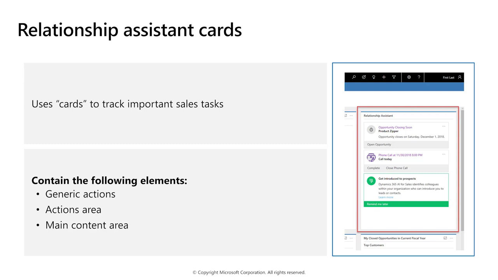Now, when I'm looking at this image, as you can see here on the screen, there is an opportunity closing soon. So that's at the top of the list. Then it's followed by a phone call that needs to be made today, scheduled by 8 p.m. And then lastly, we look into our reminders. So we can see here that we have a reminder to talk about Dynamics 365 AI for Sales with a colleague. So again, it's reminding us to do something. It's our tasks to help us move forward.